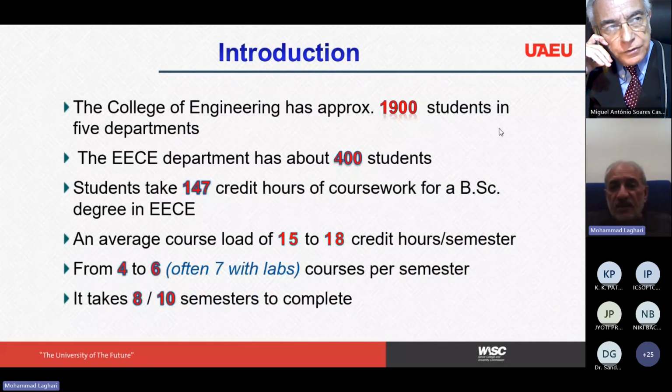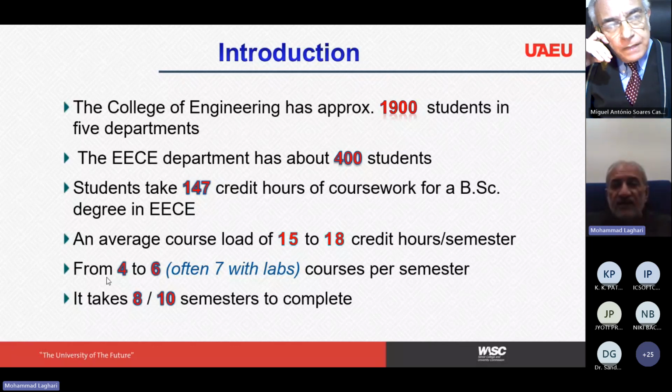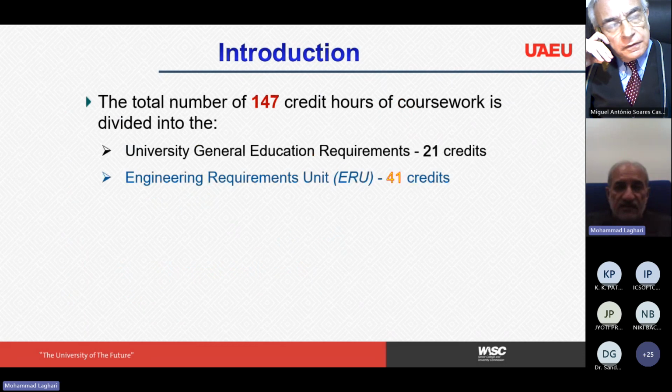We have 1,900 students in the college. In the electrical engineering and communication engineering department, we have about 400 students. Students take 147 credits. An average course load will be 15 to 18 credit hours per semester, and then it will be from 4 to 6 courses, often 7 with labs. And it takes about 8 to 10 semesters to complete the studies.